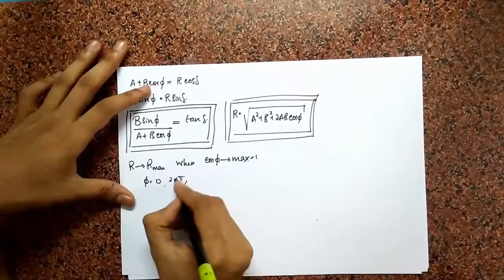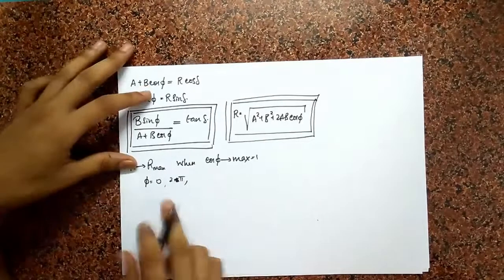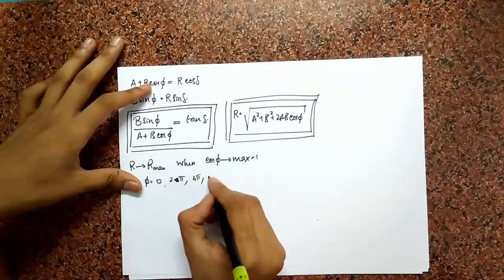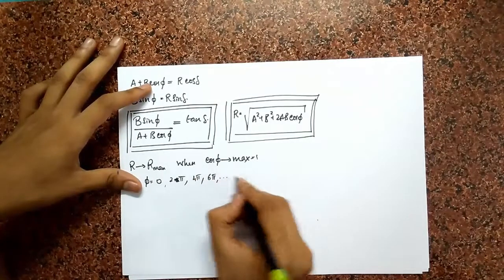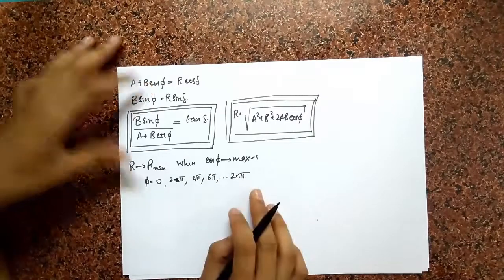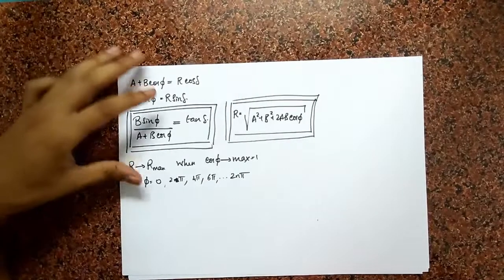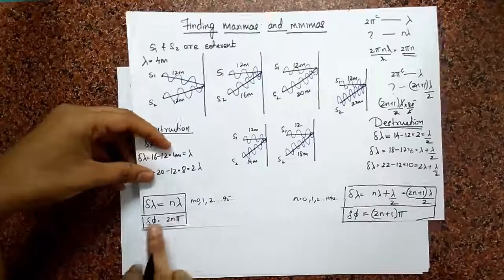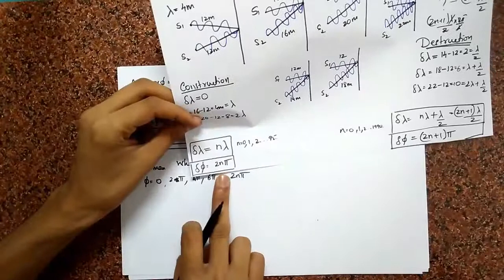Or when phi equals 2n pi. I got ahead of myself. Or phi equals 2 pi, or 4 pi, or 6 pi, or in general, 2n pi. And guess what? We've gotten this result before. Here it is. Ta-da! Same thing.